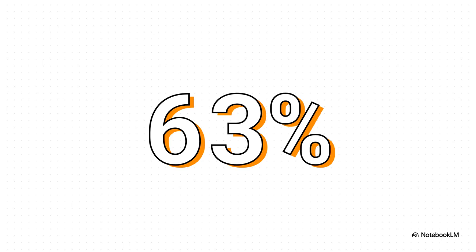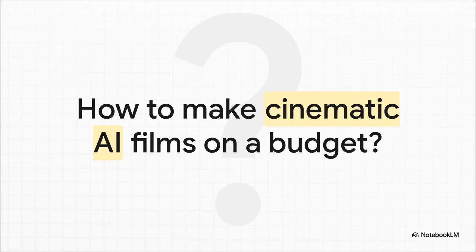When you're paying for credits every single time you generate a clip, the whole trial and error process can drain your wallet ridiculously fast. It's the #1 hesitation keeping truly talented people from jumping into this medium. So that brings us to the core question we're tackling today. How do you actually make cinematic AI films on a tight budget?